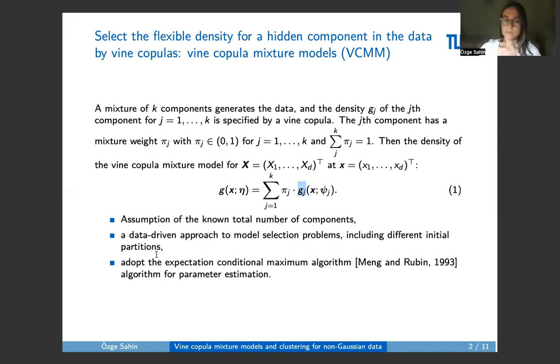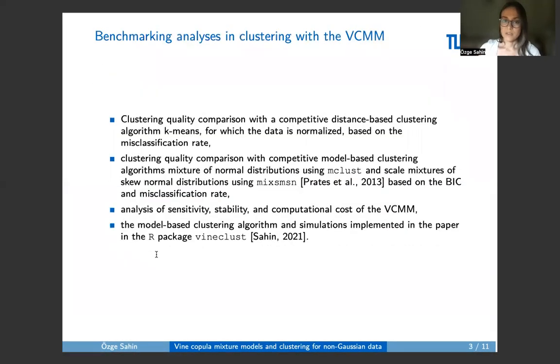I will leave more details and the estimation problems to the paper, and I am directly jumping into the clustering part, because at the end we now have a finite mixture model framework with Copulas that we can use in model-based clustering, just by assigning each observation to the cluster with the highest posterior probability. What we did mainly in the paper is, first of all, to compare the clustering quality of our methods with a competitive distance-based clustering algorithm, K-means, for which data is normalized, and we use the misclassification rates.